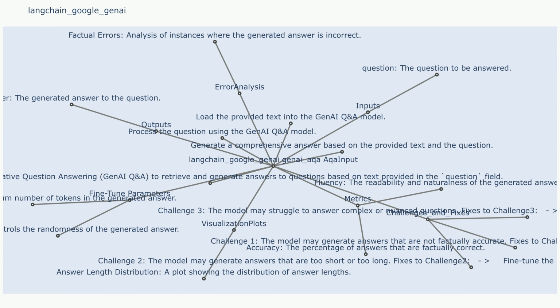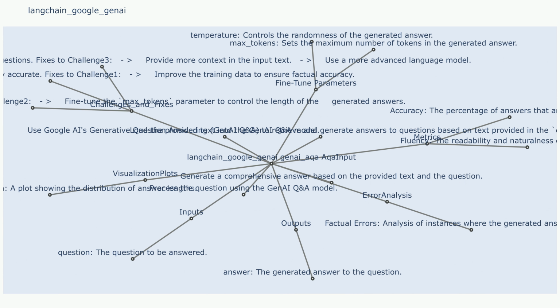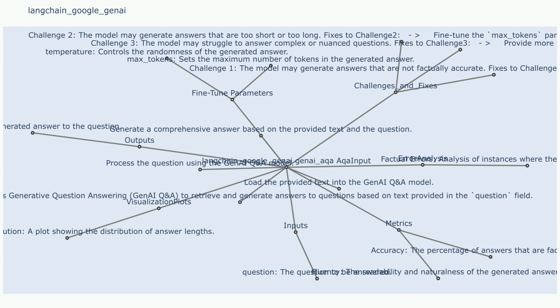Challenges and fixes. Challenge 1. The model may struggle to answer questions that require reasoning or inference beyond the explicit information provided in the context. Sample use case that resulted in Challenge 1. A question asking for the author's opinion on a topic, where the context only provides factual information about the topic. Fixes to Challenge 1. Train the model on a dataset that includes questions requiring reasoning and inference. Use a larger language model with improved reasoning abilities.